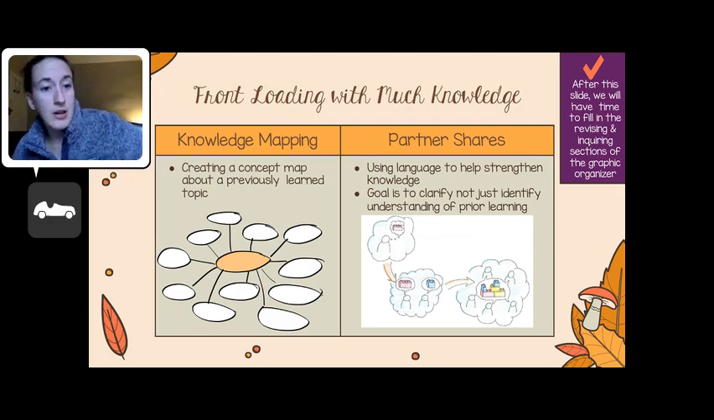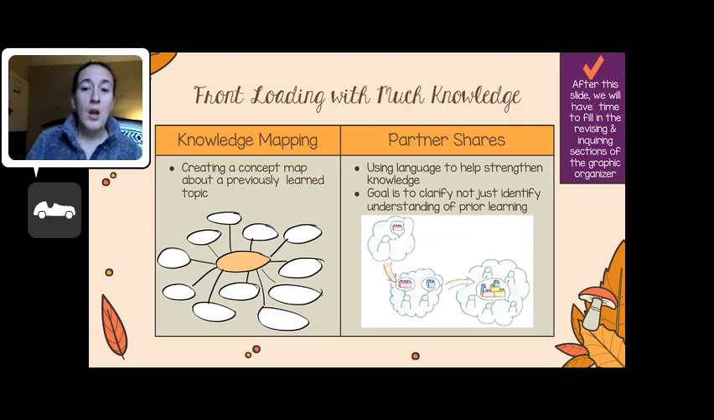The next reading strategy that we have is called partner shares. Partner shares is pretty self-explanatory. The goal of partner shares is to clarify, not just identify, understanding of prior learning. This is a really good way for our students to use their language to talk with one another. When I think about partner shares, I think about our EL students, and the benefit of them being able to talk with one another about a topic.